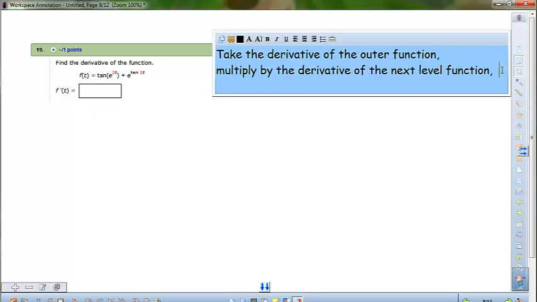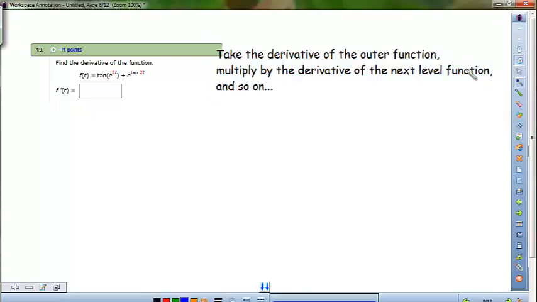And let's say, and so on, if there are more levels in your composition. So let's see if we can do this, and I'm going to try to do this without looking at the formula or anything. So let's just focus on each of these things term by term.